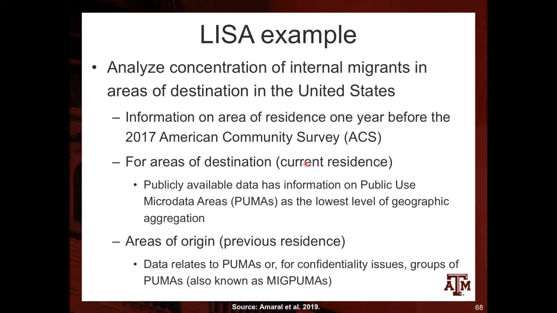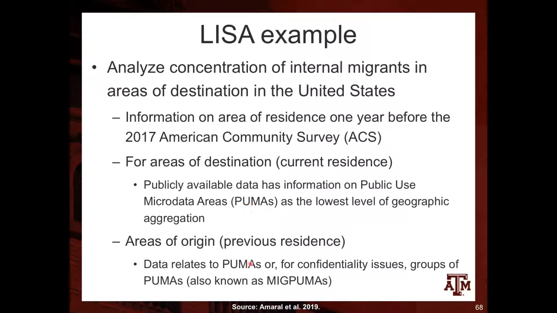So for areas of destination, the current residence in 2017, the publicly available data has information on public use microdata areas known as PUMAs. They are the lowest level of geographic aggregation available with publicly available data. For the areas of origin, the previous residence 1 year before, in 2016 in this case, the data also informs the PUMA of residence, but in some cases, for confidentiality issues, these PUMAs are grouped because they might have really few cases. So the Census Bureau grouped them into these MIG PUMAs, which are groups of PUMAs, and that avoids breaking the confidentiality of people who answered the American Community Survey.